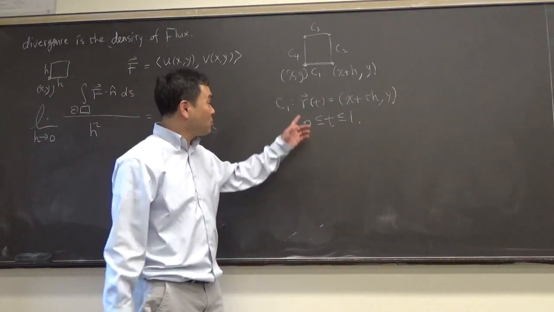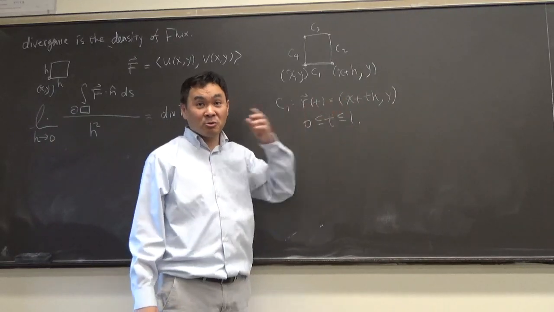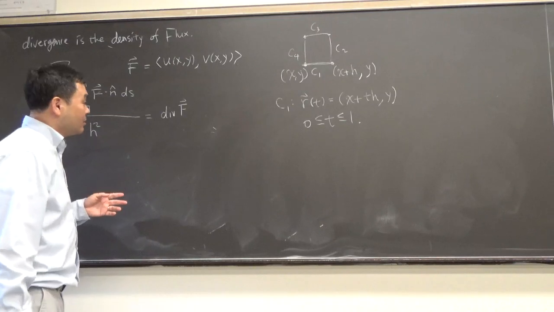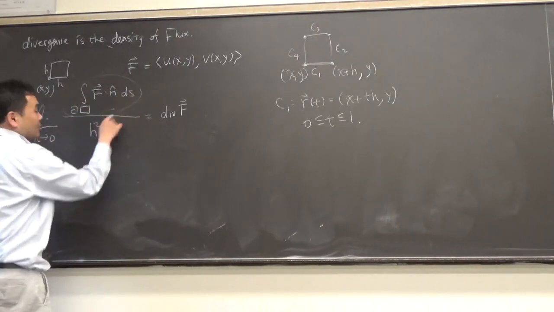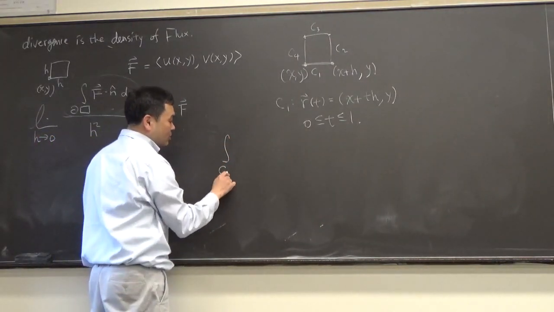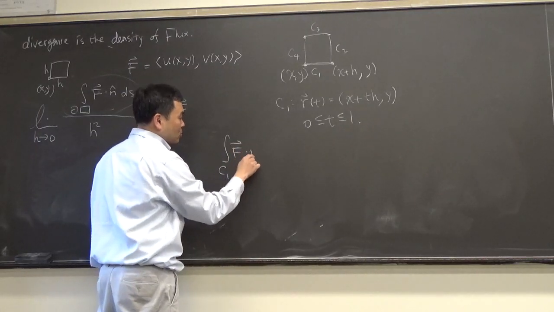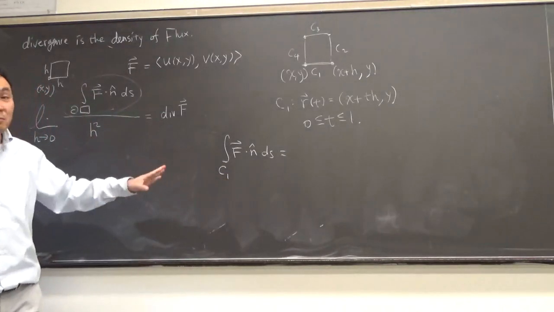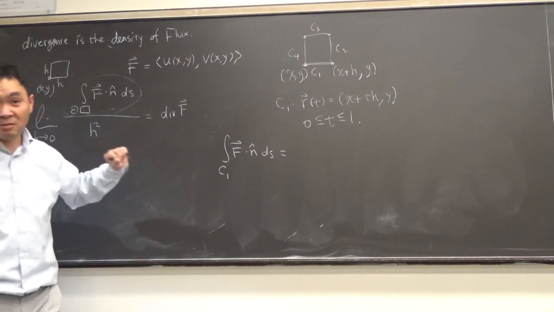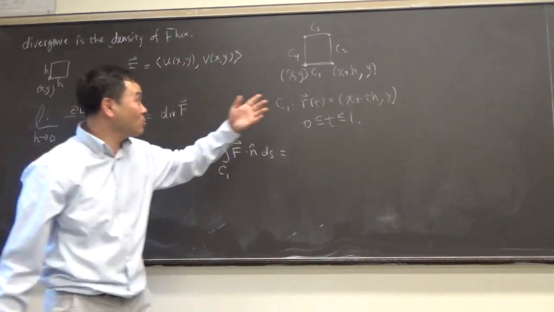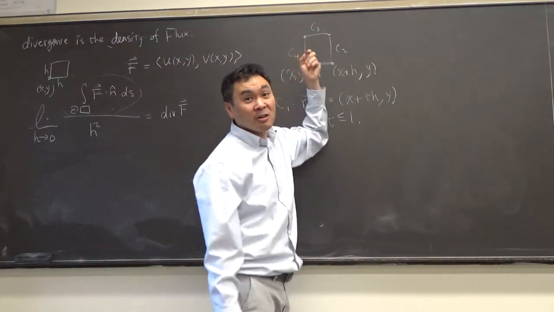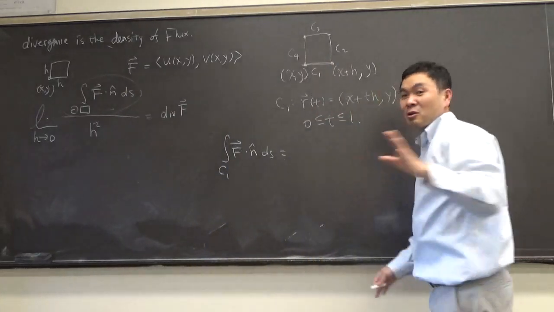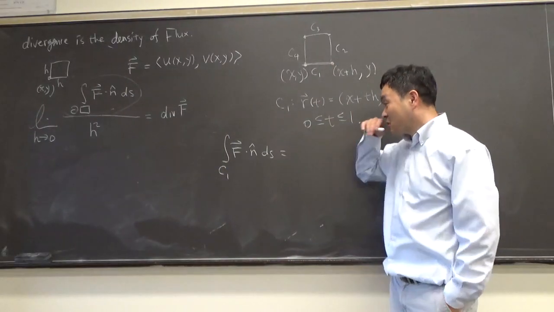So that will give you a parameterization from 0 to 1, right? Okay. And then we have to compute this over C1. So let's compute the integral over C1 of F dot n. You just have to know how to compute one of them, because the others are similar. So you have four objects, and then you add them up and send the limit h to 0.